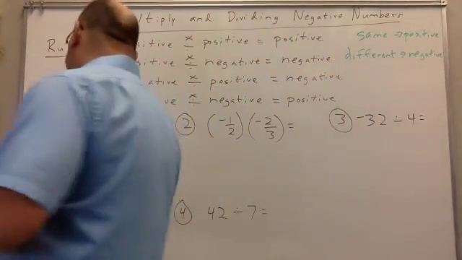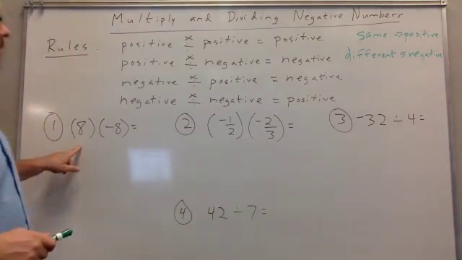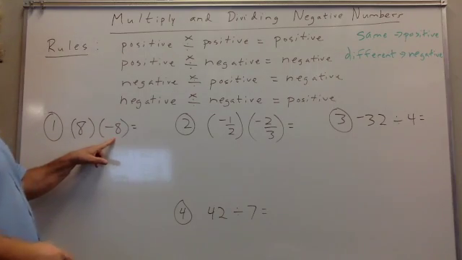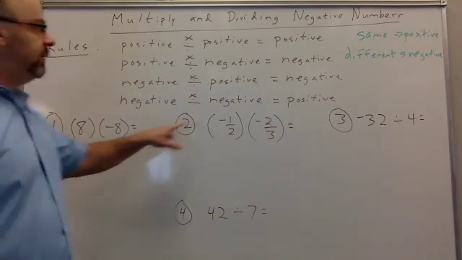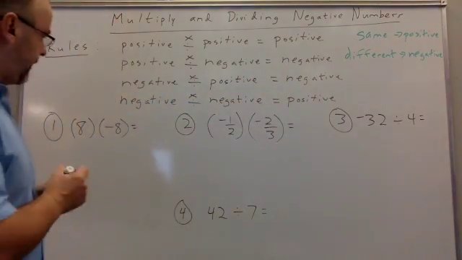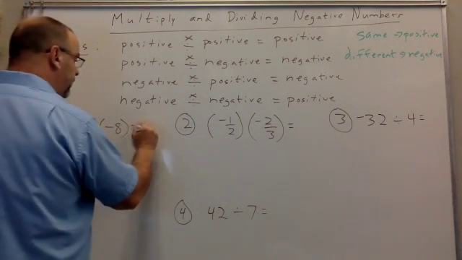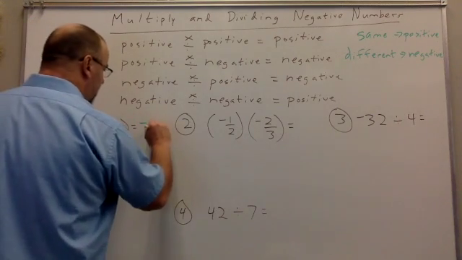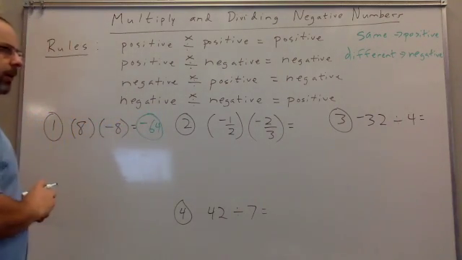8 times negative 8. We have a positive times a negative. A positive times a negative is a negative, right? So this is going to be negative. 8 times 8 is what? 64. So that would be your answer, negative 64.